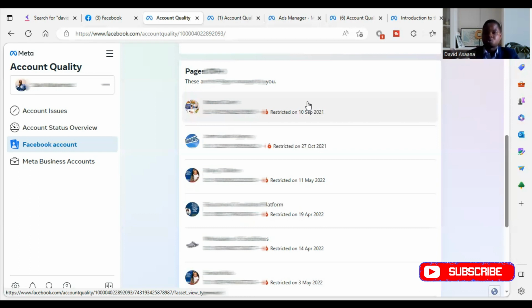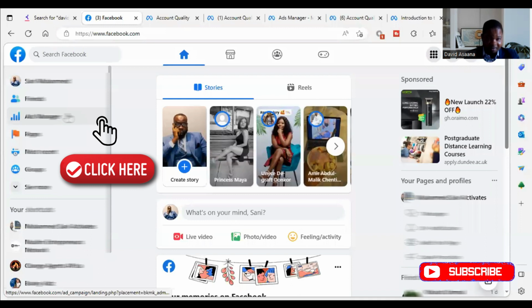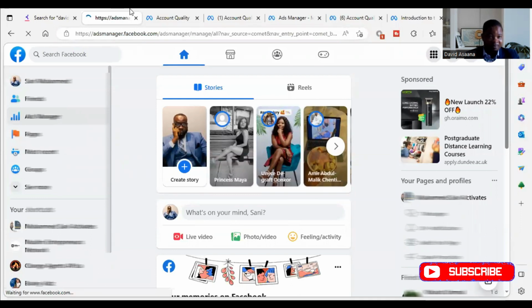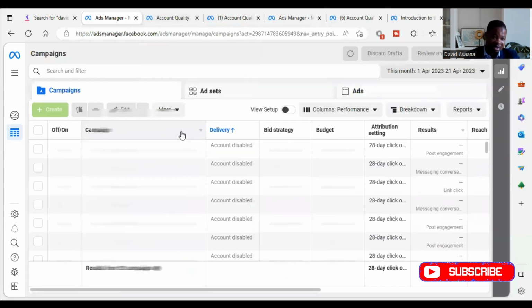So now let's go step by step so that you can get a solution to your restriction. First of all, for those who don't know how to come to account quality, you log into your Facebook and click on Ad Manager. When you click on Ad Manager, you get to the Ad Manager.